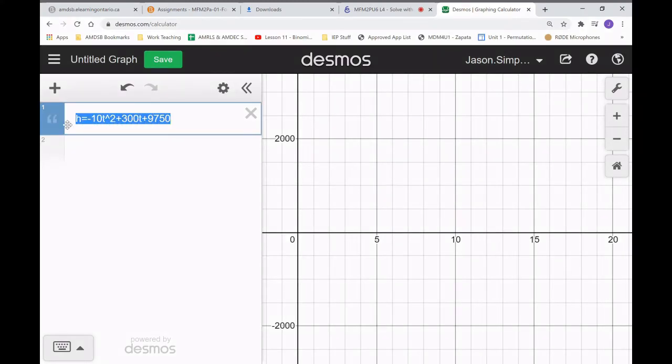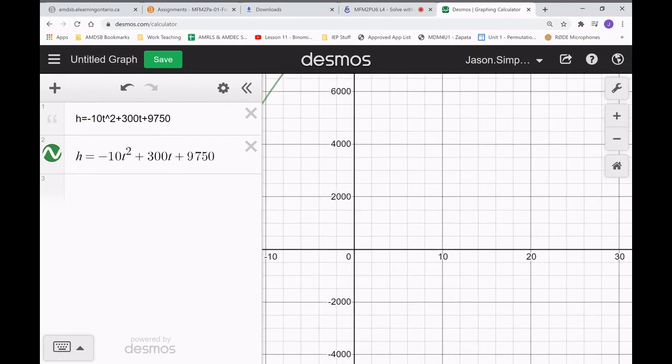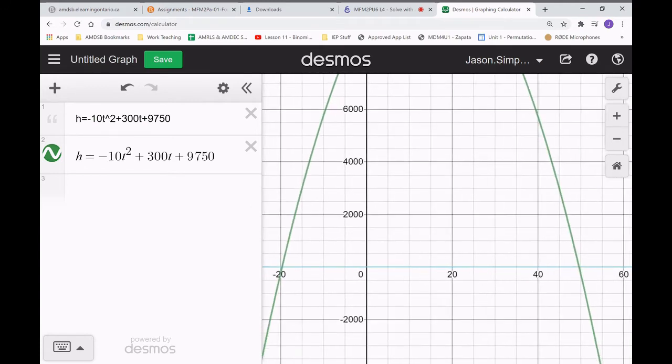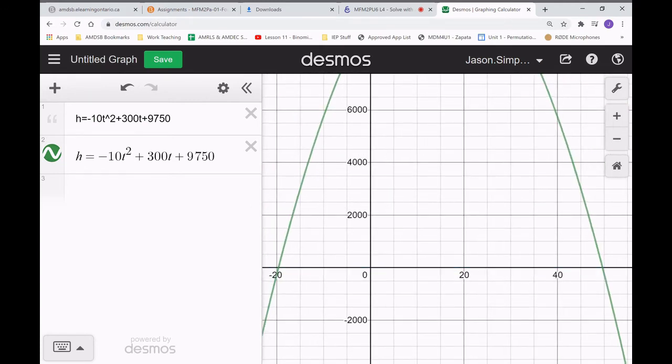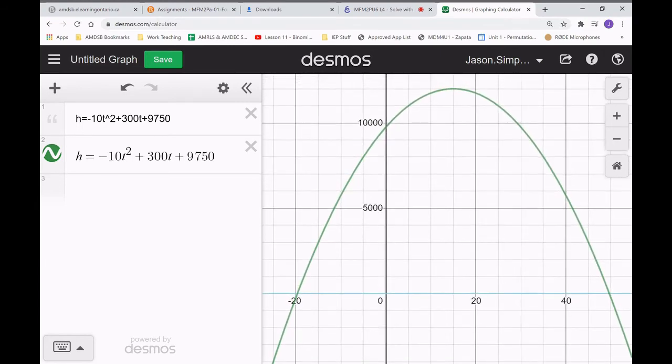To type in that equation, you're going to have to write h is equal to negative t, Shift 6, so that gives us our caret sign, so that's this thing here, 2 plus 300t plus 9750. So all we're doing is just copying down our graph. So we write, goodness, it's off the charts. So we're going to have to readjust our screen. So I'm shrinking the width left and right, and then shrinking it up and down, and then pulling it in and out. You can use that on your phone.